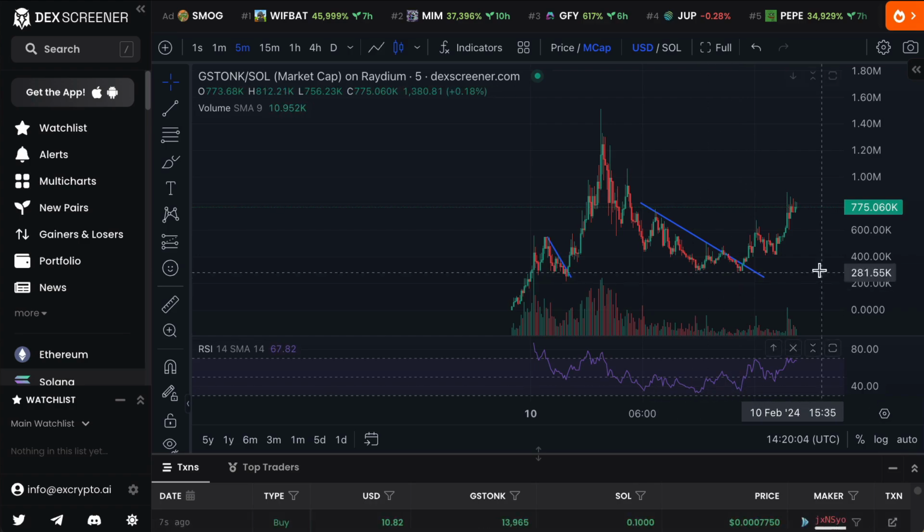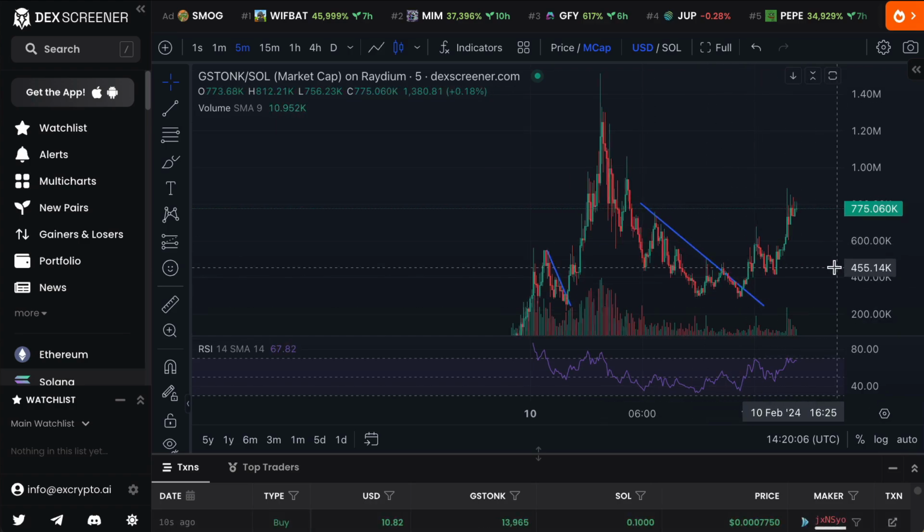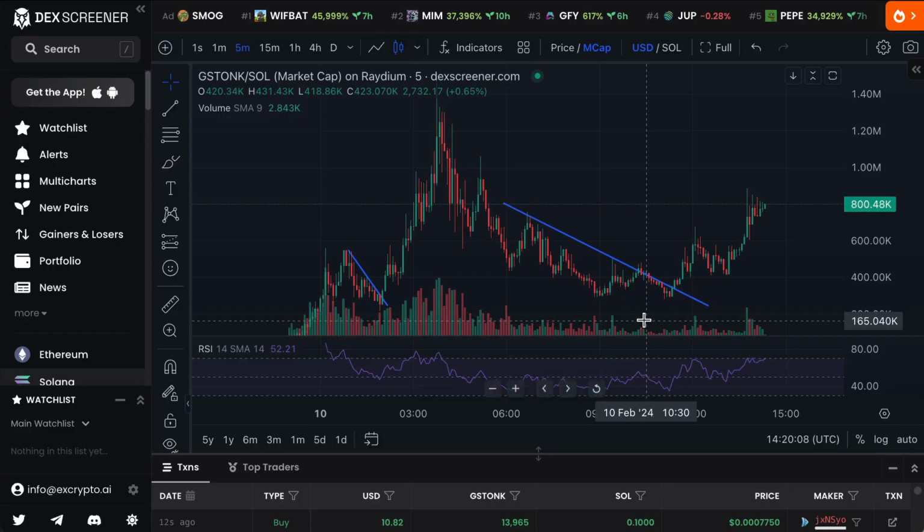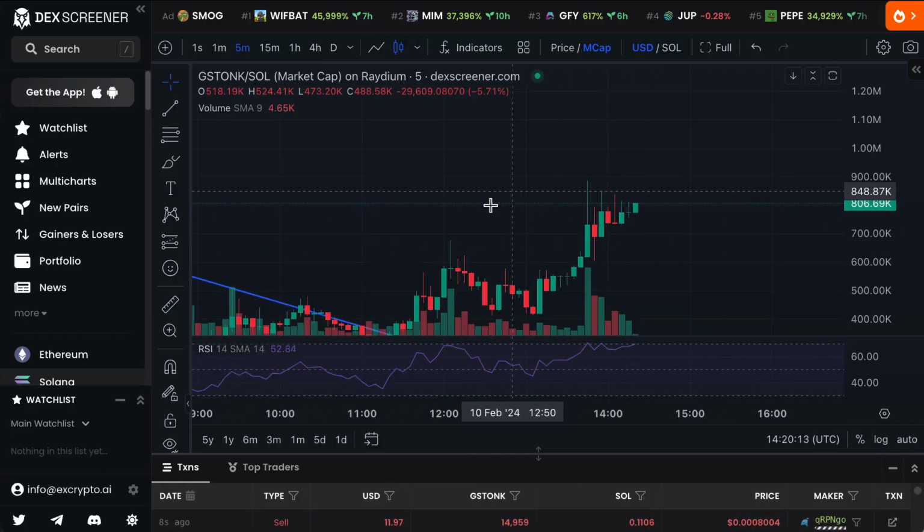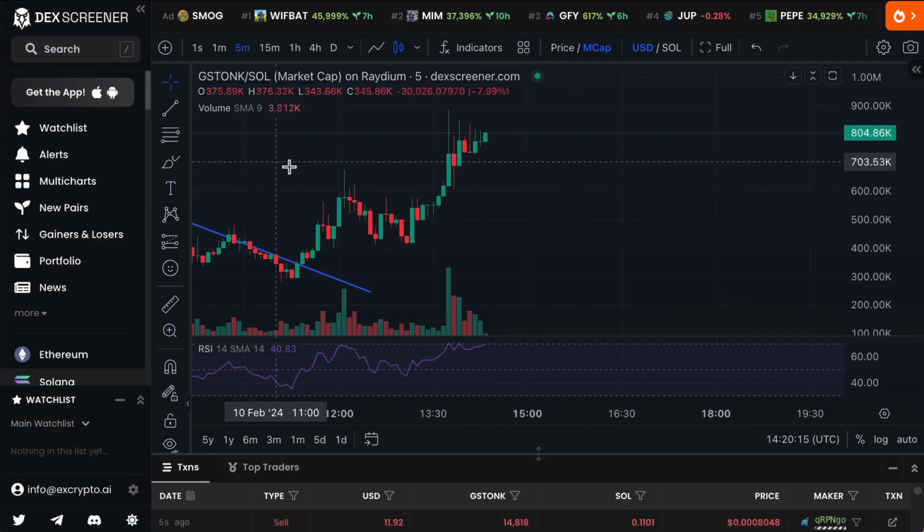A higher low on the RSI. We have a trend line breakout as well. And this one, a little bit more volume, but not a lot. So let's just zoom in here. Don't need a lot, just need a little bit of volume.